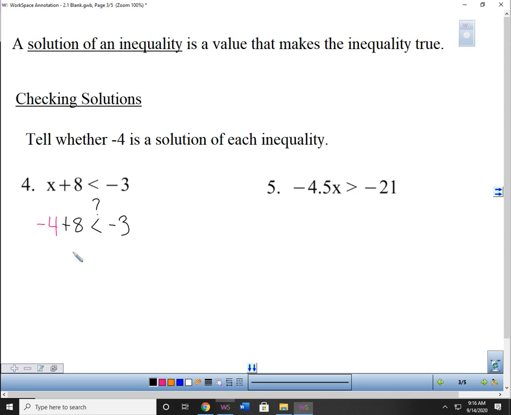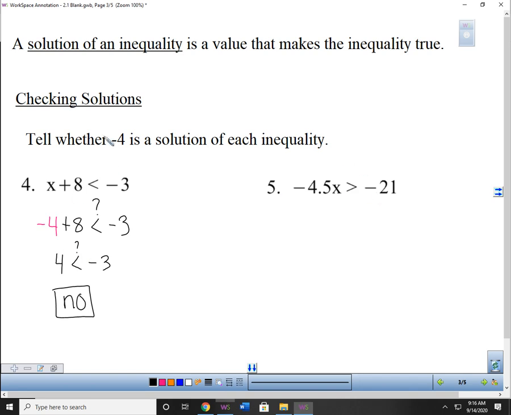Negative 4 plus 8 is 4. And I want to know if 4 is less than negative 3. And the answer to that question is no. So no. Negative 4 is not a solution. That did not make this true, correct?